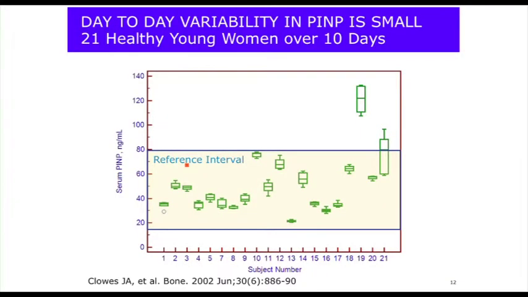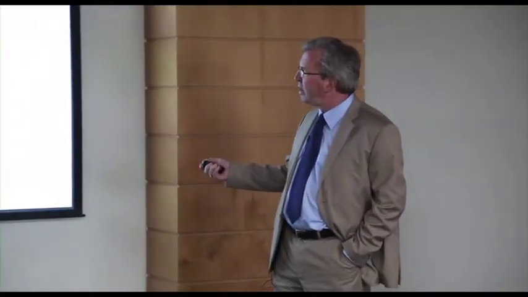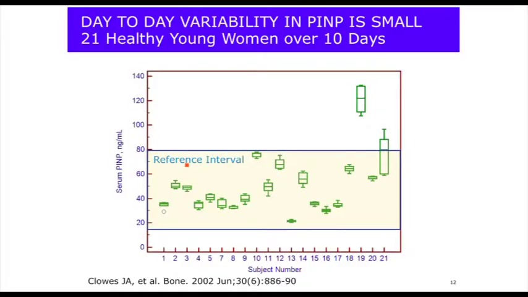This is the study by Richard Eastell's group, where they looked at the day-to-day variability of P1NP in 21 healthy young women over 10 days. And you see that there isn't much of a variation. There were a few outliers, but generally there isn't much variation within the reference range. And actually you end up with coefficients of variation of 7 to 9%, which is absolutely reasonable to use in a clinical setting.